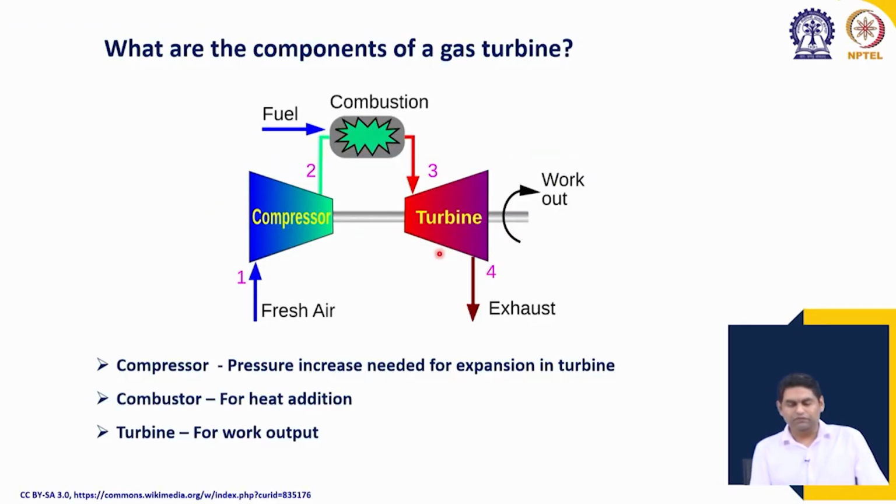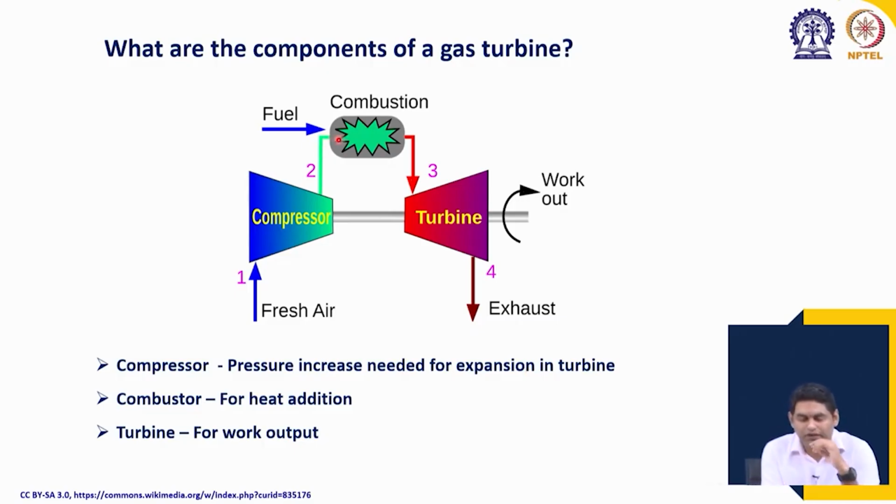What are the components of a gas turbine? If you remember the working principle, there were 3 major processes. One is the compression of fresh air. Fresh air comes in from the atmosphere. This is the working fluid, and it passes through a compressor. The compressor is one major component. It compresses the air, which means that it increases the pressure. The pressure can increase up to say 10 times or 20 times also, depending on the design.